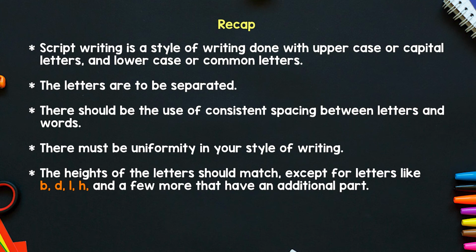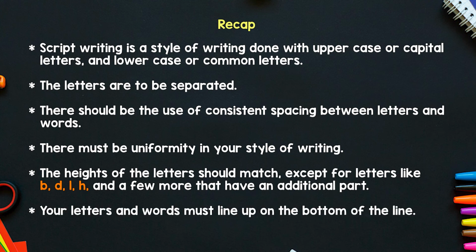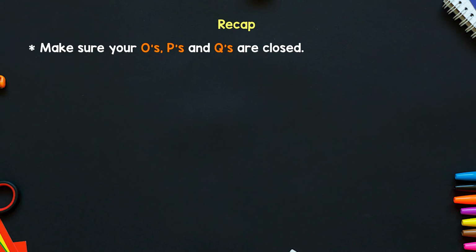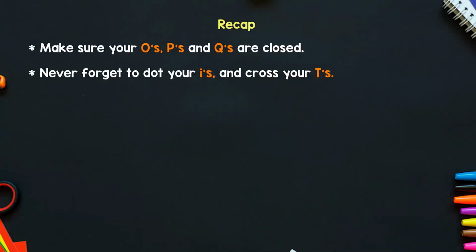For your lowercase letters, they should have the same height. Even though they're common or short, they should have the same height. Now, there are those letters like L and H, D. They're tall letters, so they also should have the same height. Remember to ensure that they all line up on the bottom of the line. When you're writing letters such as O, P, and Q, ensure that they are close. Dot your I's and cross your T's.